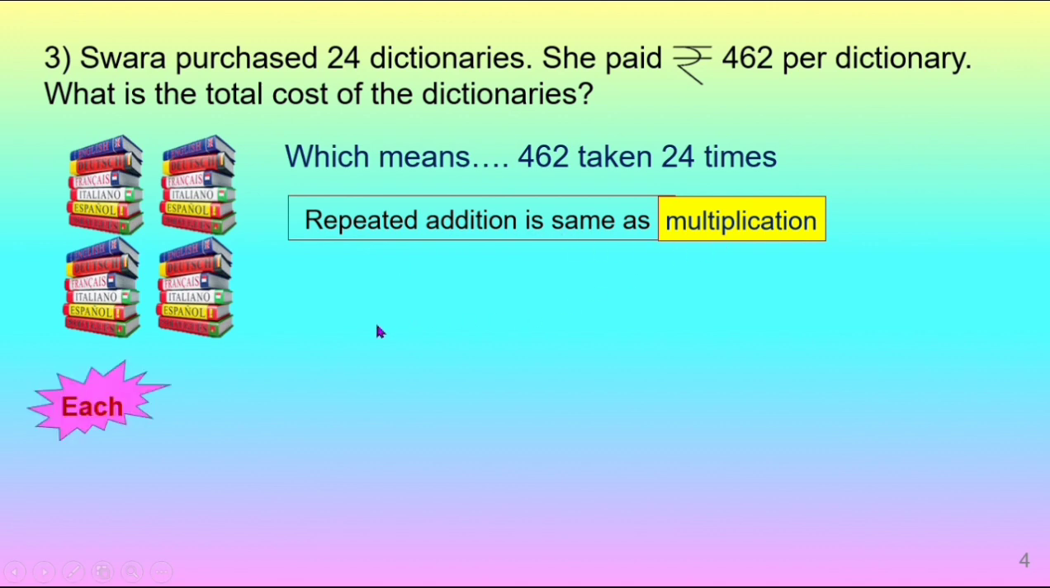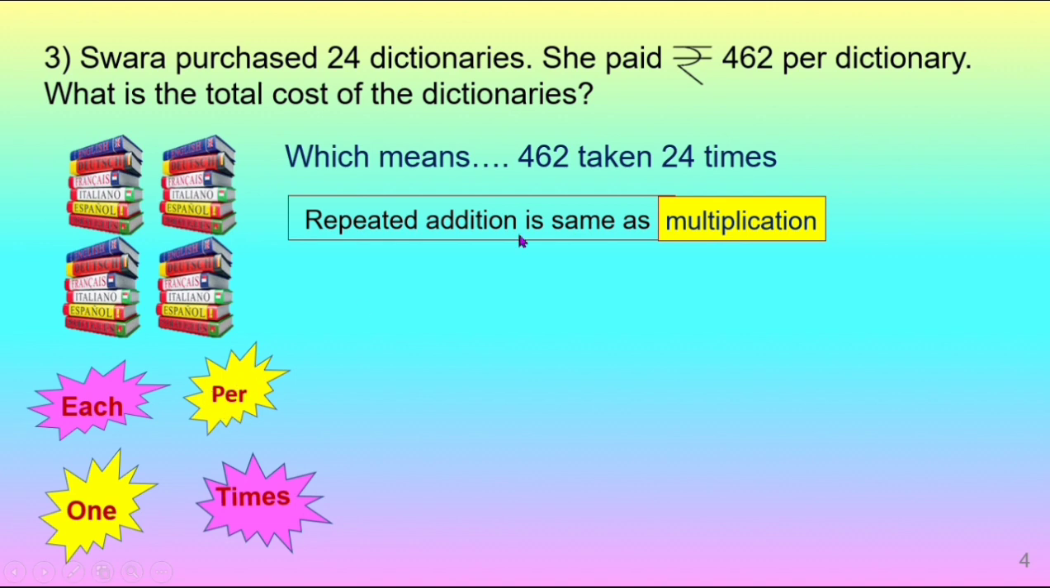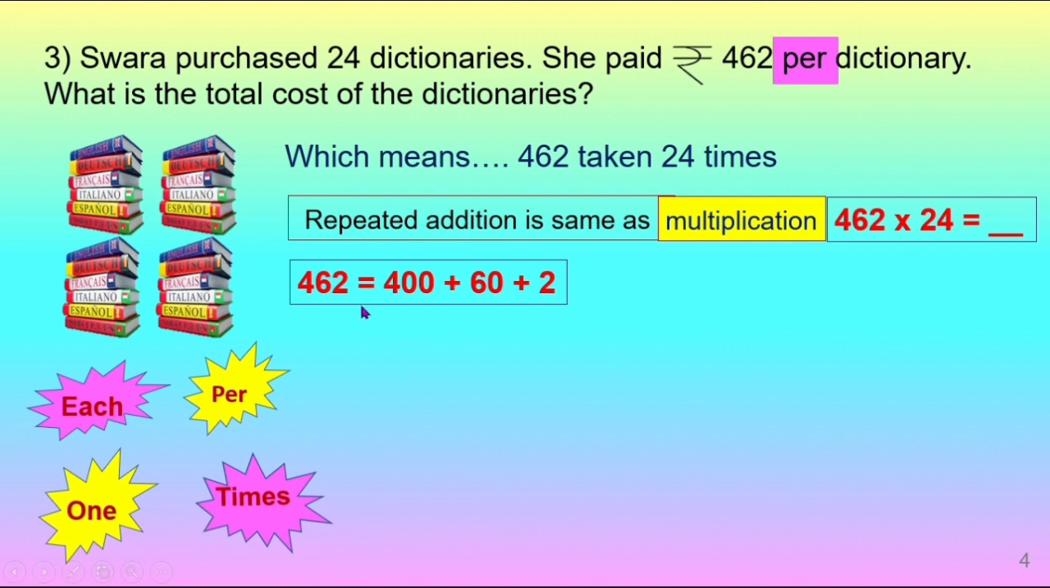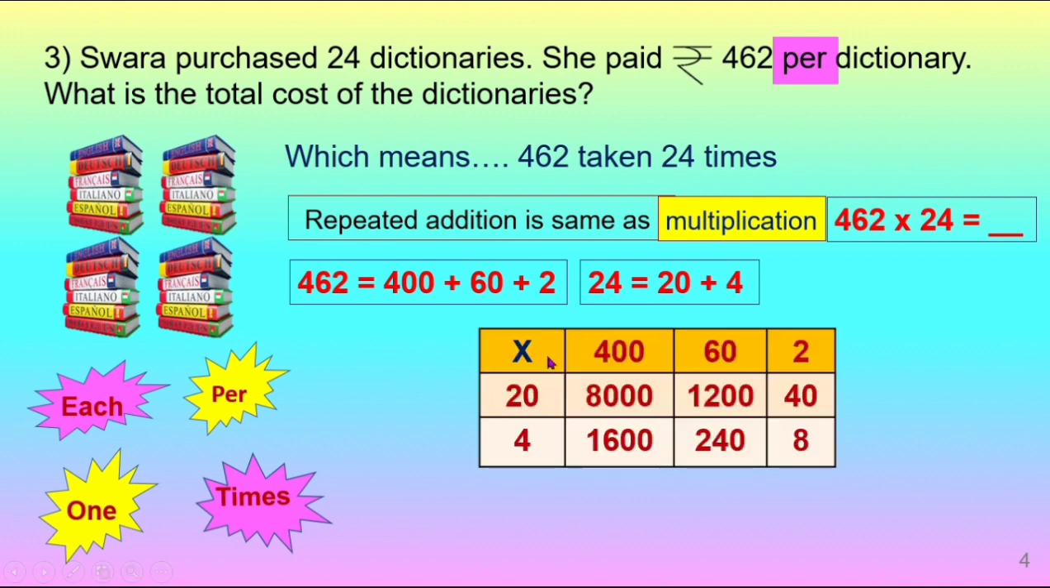So to find out the answer, what are the words we need to look for? Each, per, times, 1. So what is the keyword here? Can you see that? Per. So she paid rupees 462 per dictionary, and per means 1. So how will you find out? 462 multiplied by 24. Lattice method. 462 is 400 plus 60 plus 2. 24 is written as 20 plus 4. You arrange it in your lattice.